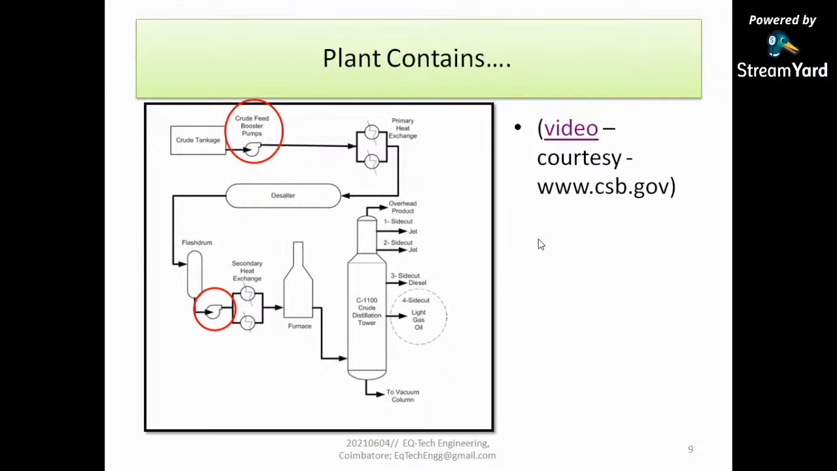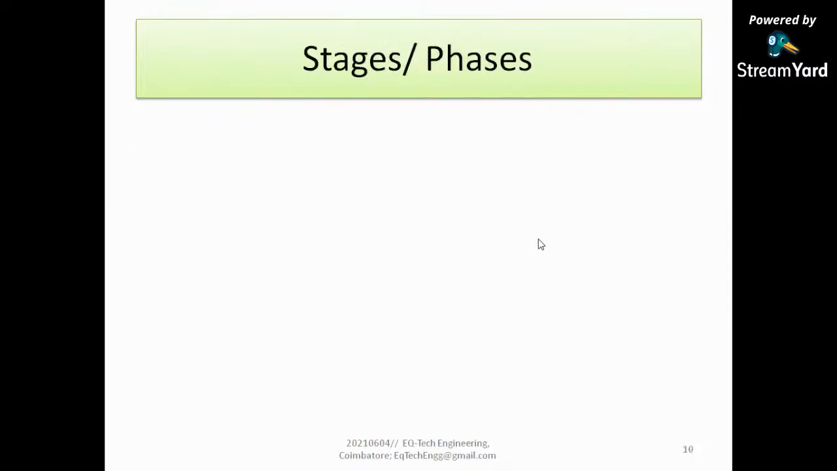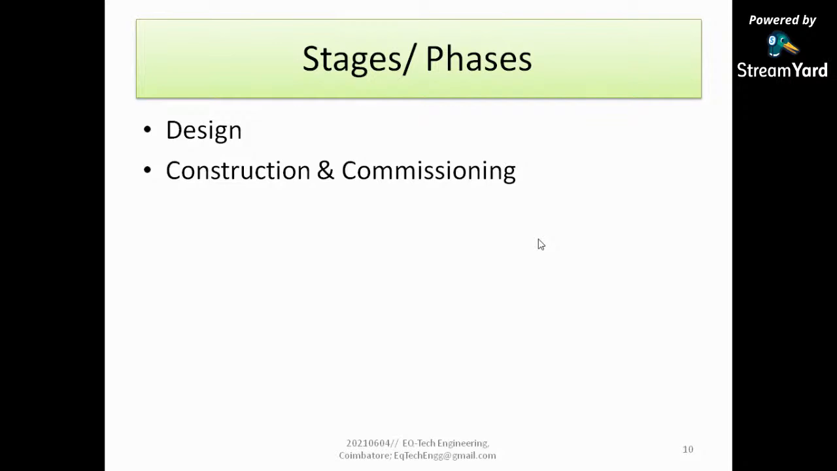These two are rotary equipments, pumps, the schematic shown. Furnace is special equipment. So let us see what are the stages of the plant life cycle. First is design, construction and commissioning. Then finally the operation and maintenance.